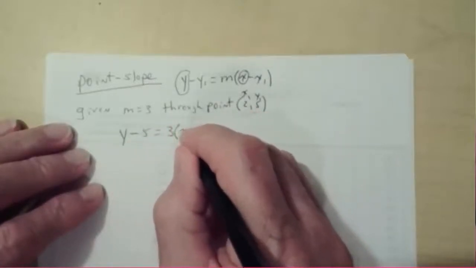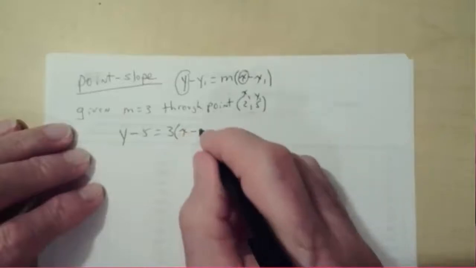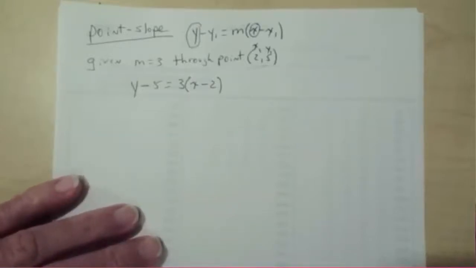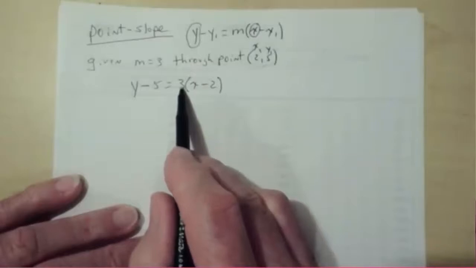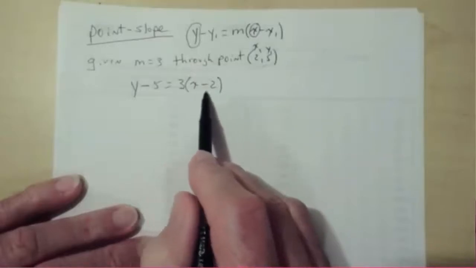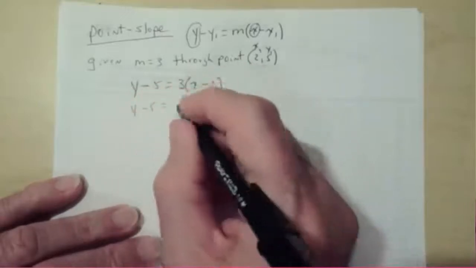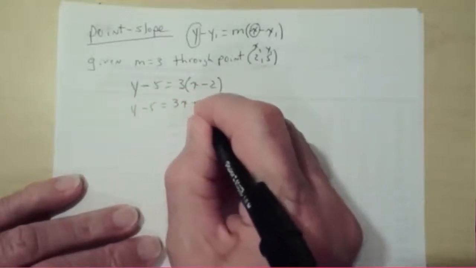Now you get to this point, and a lot of times my brain goes numb at this point. What do I do now? Well, you can look at it and say, what can I do? What does order of operation tell me I want to do first? We're going to multiply 3 times all this misery, the distributive property. So y minus 5 equals 3x minus 6. Is that right? We just multiplied the 3 times everything in here.